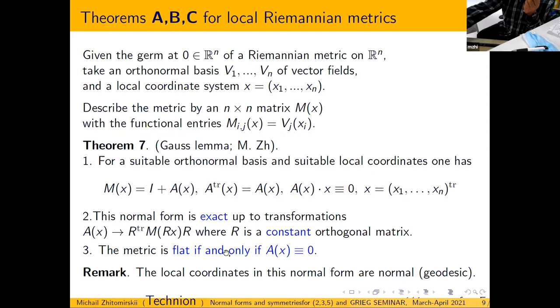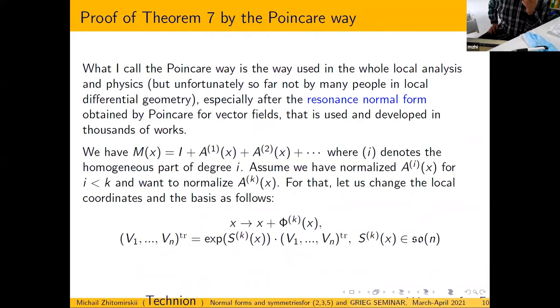And the third claim is that this metric is flat if and only if the matrix A(x) in this normal form, with those conditions, is identically zero. So what Gauss mentioned is that these conditions hold for suitable local coordinates, but I can replace the word suitable here by the word normal coordinates or geodesic coordinates. That's why it's called the Gauss lemma, though maybe he formulated it not in such a way. Gauss had many lemmas during his very long life. He lived more than 80 years. Not bad, without any vaccination.